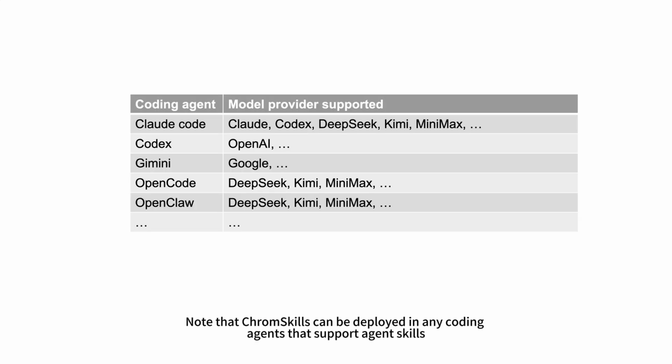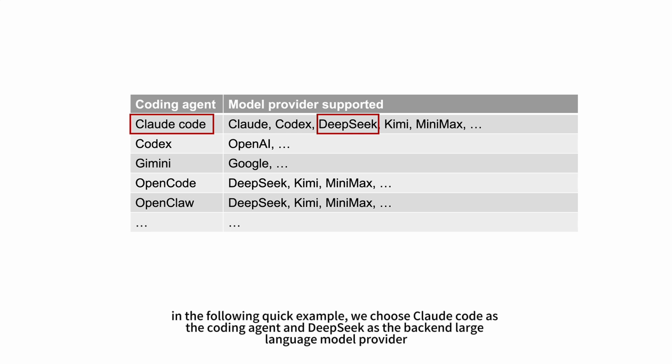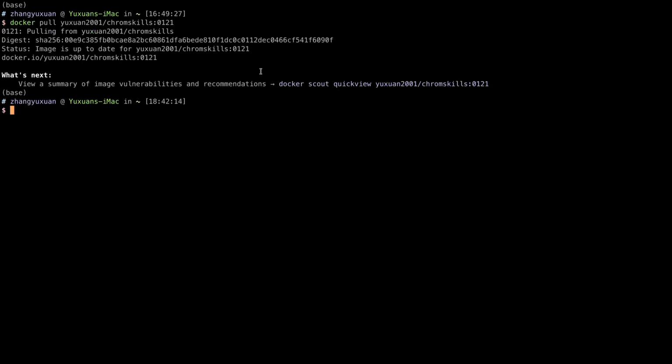Note that ChromSkills can be deployed in any coding agents that support agent skills, and the performance depends on the coding agent and backend large language model provider. Here are some available coding agents and model providers nowadays. In the following quick example, we choose Claude Code as the coding agent and DeepSeek as the backend large language model provider. Now, let me first show you how to use ChromSkills in the Docker environment we provide.